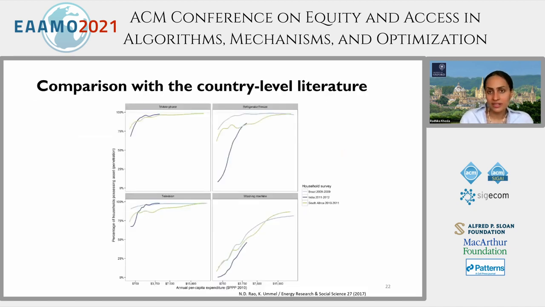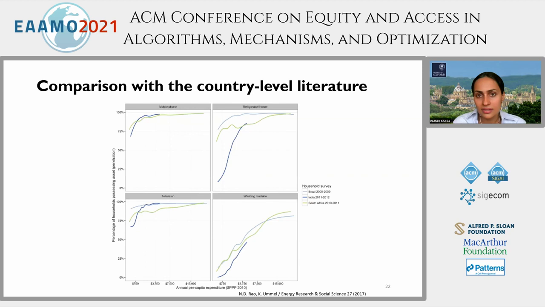We compare this with other countries, and this is not our work, it's taken from another paper, but you can see that. So you have Brazil, which is the light blue, India, which is the dark blue, and South Africa, which is the green. Up top on the left quadrant is the mobile phone, and you can see that actually in India, the lower income households acquire a mobile phone quite soon compared to, say, a place like South Africa.